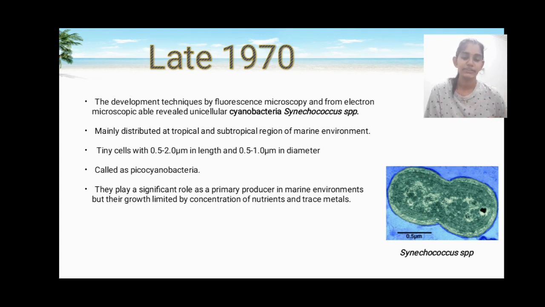in diameter. These Synechococcus species play a significant role as primary producers in the marine environment, but their growth is also limited by the concentration of nutrients and also trace metals. Below is the picture of the Synechococcus bacteria.